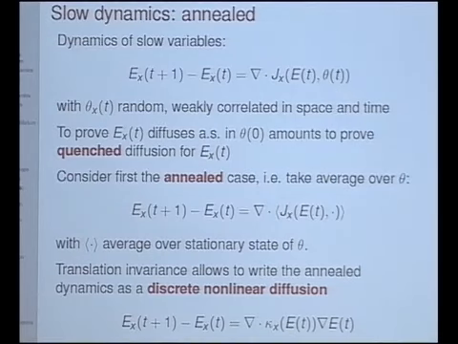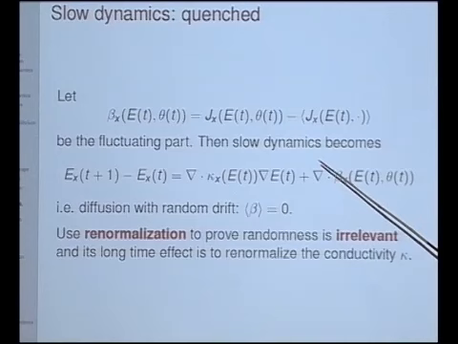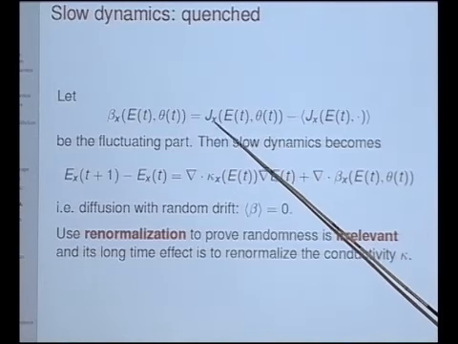Okay. So I get something like that. So here I have the random drift, and the annealed case would in general be a nonlinear discrete diffusion equation.